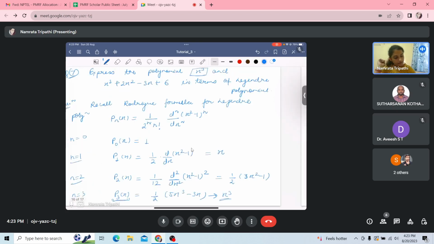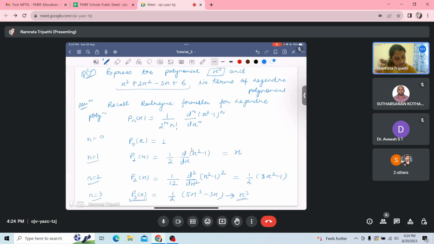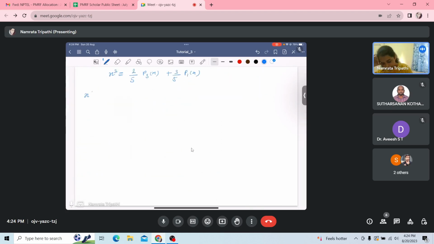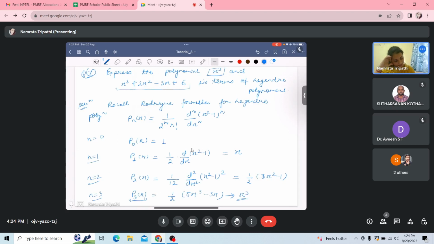Now we have to find this polynomial in terms of Legendre polynomial. We have to calculate x cube plus 2x square minus 3x plus 6. So what is x cube? From here you can put x cube. What is x square? 2 into, you can find x square from here. You will get 2P2 plus 1 upon 3.